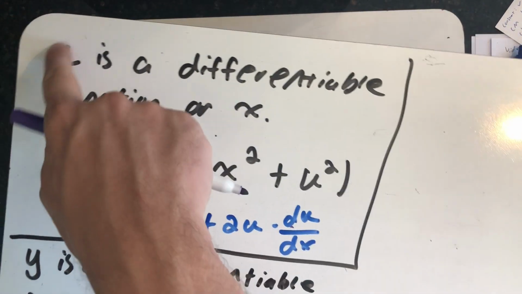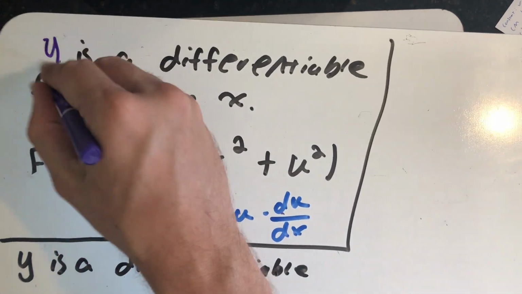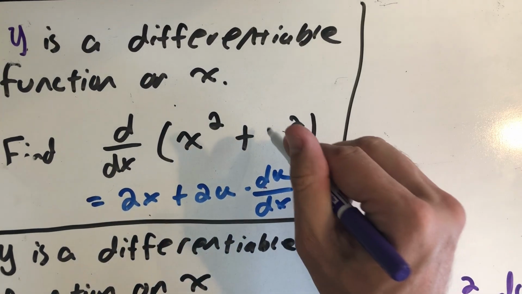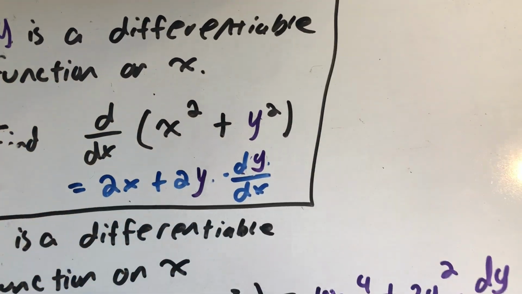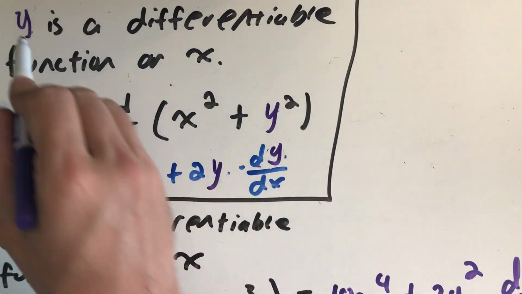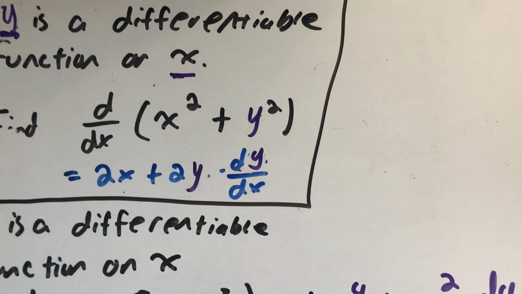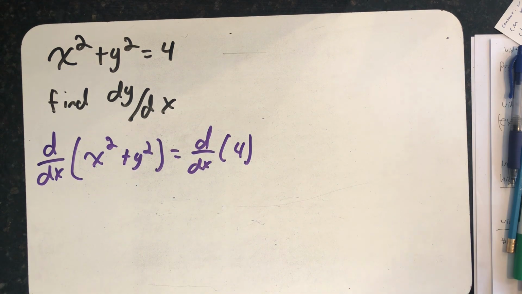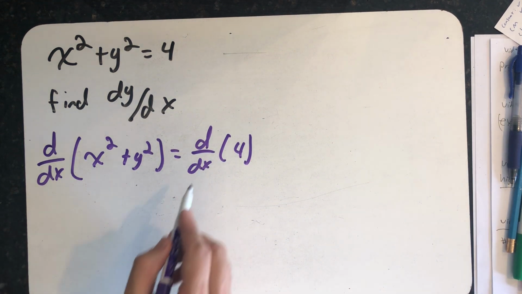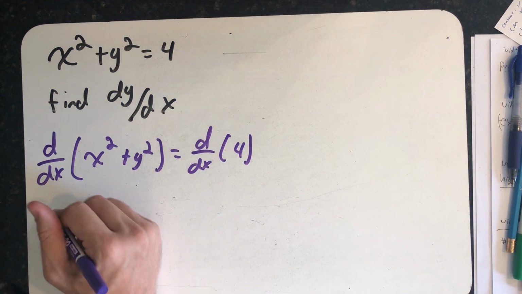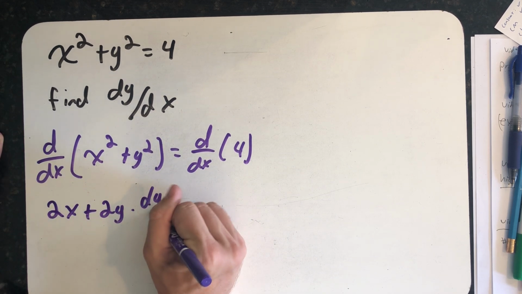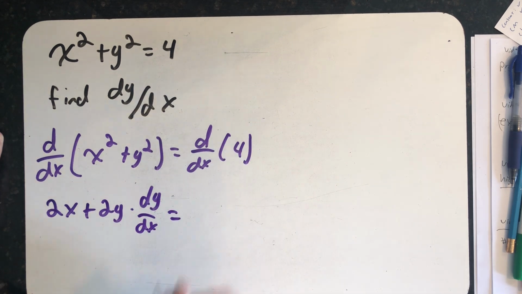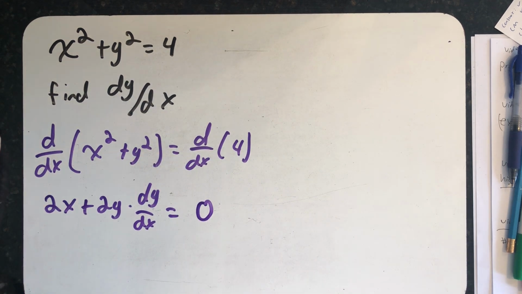And what I realize now is it wouldn't have mattered if I called this y. It would have made this a y and then 2y times dy dx. The only thing that's important is that this variable y is a function on x. So let's take this derivative. The derivative of the left-hand side is 2x plus 2y times dy dx. The derivative of 4 is 0, because the derivative of a constant is always 0.